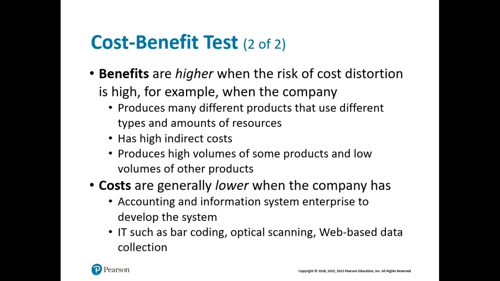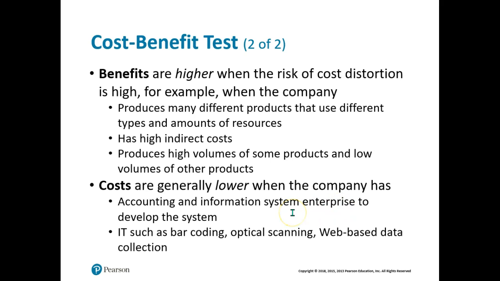Now, in the cost-benefit test, the benefits are higher when the risk of distortion is high. If they use a lot of different products that use different types and amounts of resources, or if they've got high indirect costs, if they produce high volumes of some and low volumes of others, then that's the kind of thing that you can expect to get benefits from. Okay, that it would be useful to do an ABC exercise.